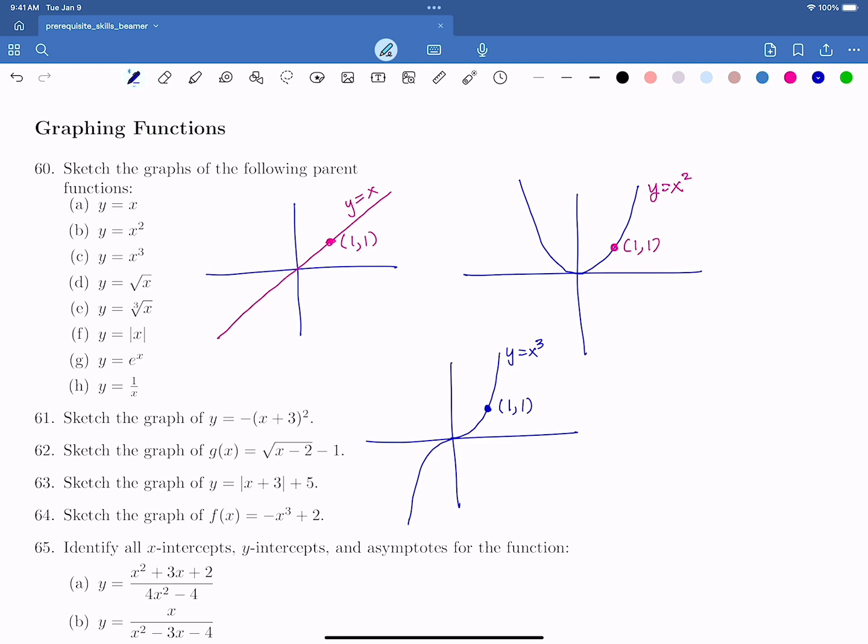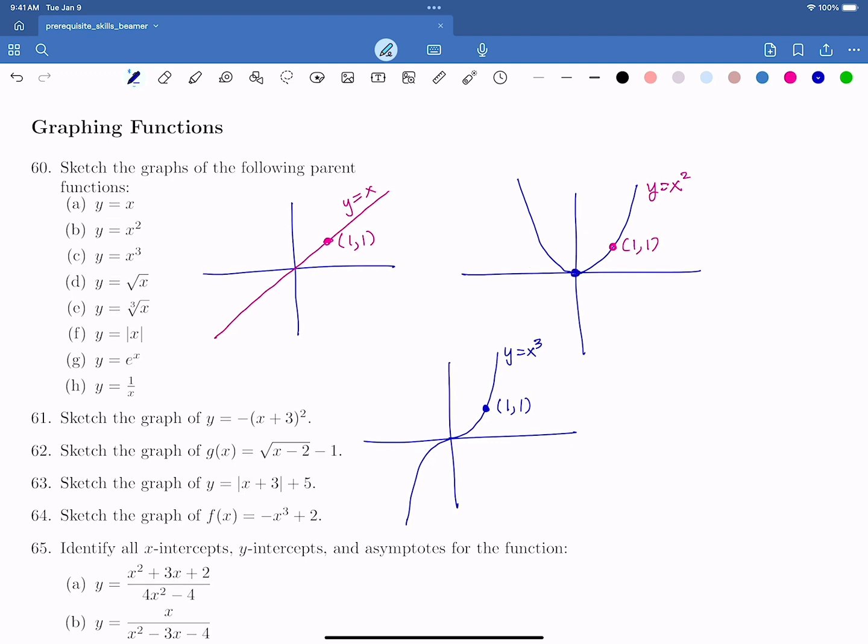Okay, so we need to have a general knowledge of the shape of the graph and any key important features like this. The vertex is an important feature. We know the vertex is at 0, 0 there. And this point where the concavity changes, point of inflection at 0, 0. This one passes through the origin as well, 0, 0, and slope of 1. Okay, next one, y equals square root of x.